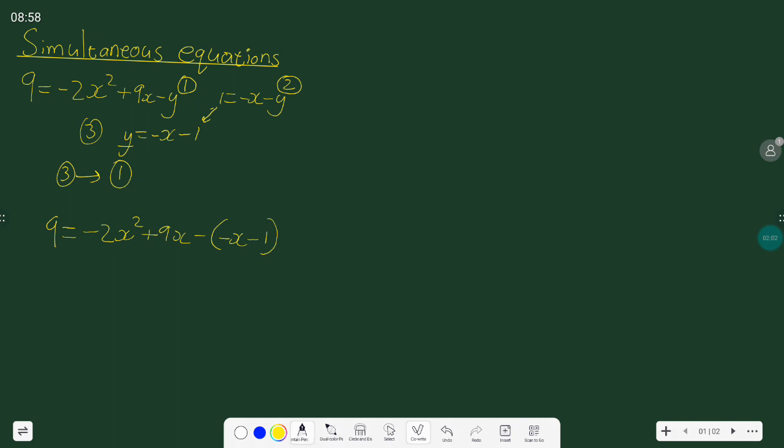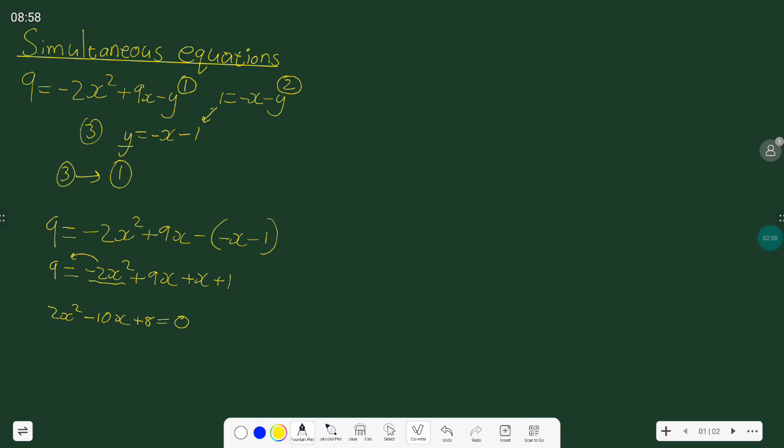From here, we have to solve for x. So my rules still stay the same. I've got 9 equals to negative 2x squared plus 9x. Negative multiplies in, it's plus x plus 1. Now in order to solve equations, I have to get everything to one side. So I will be taking everything to that side so that my exponent of 2 is positive. So I've got 2x squared. 9 plus 1 is 10. So I take that 10x over, it becomes minus 10x. The 1 goes over, it becomes negative 1. So therefore, I have 9 minus 1, which is positive 8. And this will be equals to 0.